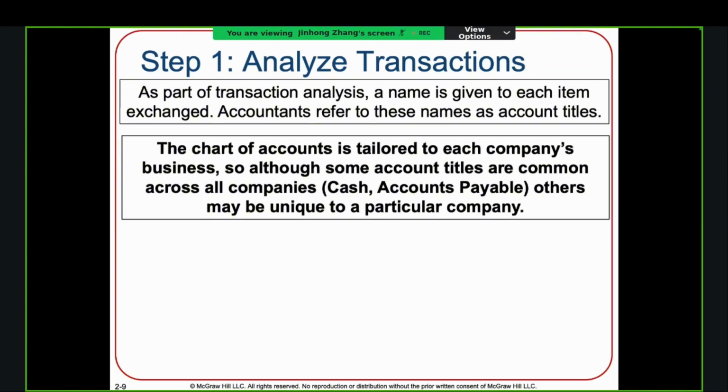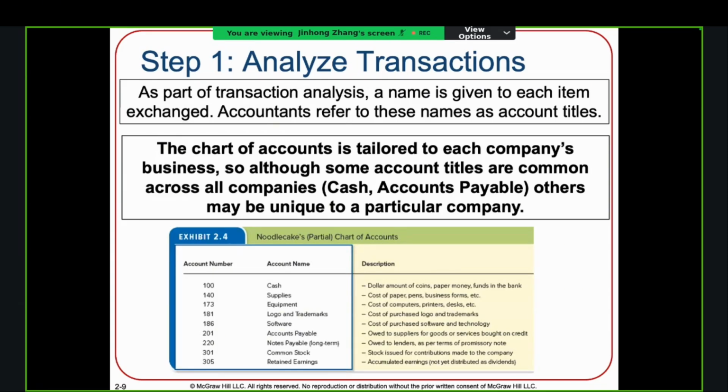The chart of accounts is tailored to each company's business. Although some account titles are common across all companies, like cash and accounts payable, others may be unique to a particular company. So the uniqueness is actually important. That tells the story, and it will help you and your team understand the details of your business. For example, here you have cash, supplies, equipment, logo and trademark, software, accounts payable, notes payable, common stock, retained earnings. These are mostly common.